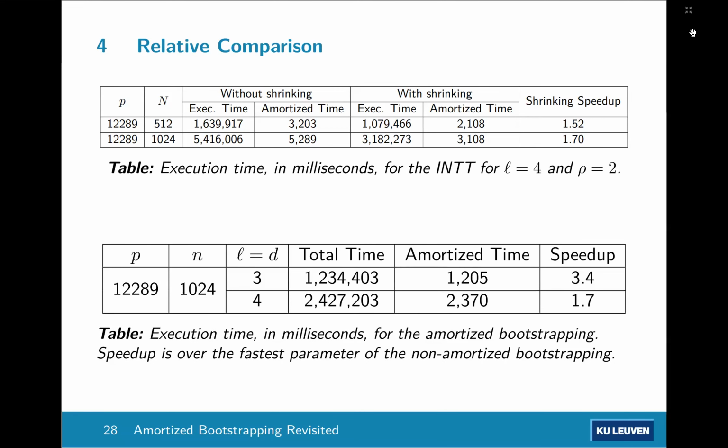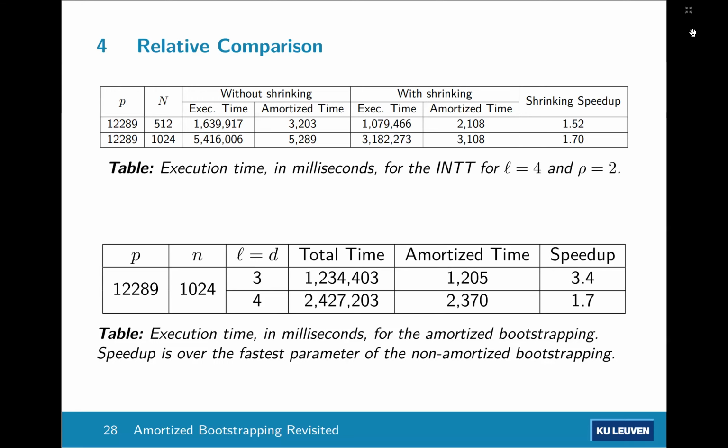Compared to other work, we can then see that for the prime 12289 with N equals 1024, we have a speedup of 3.4 times compared to the work by Ducas and Micciancio. And for L equals D equals 4, we have a speedup of 1.7. So even relatively speaking, compared to other work, we are in very good hands here. Implementing this wasn't an absolute crime, but the code is available online. Links on the next slide.